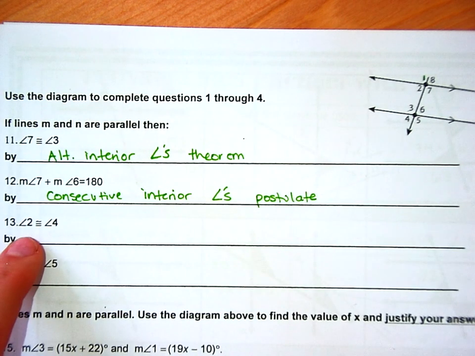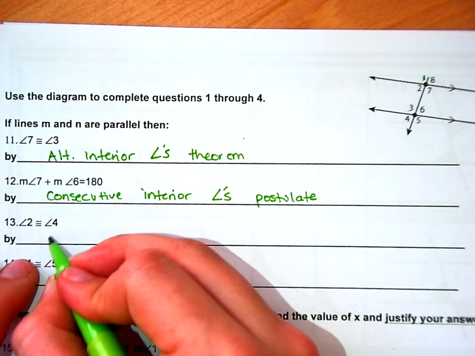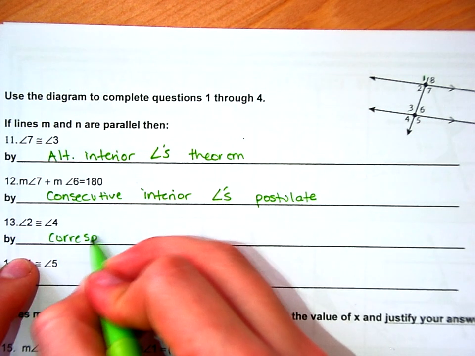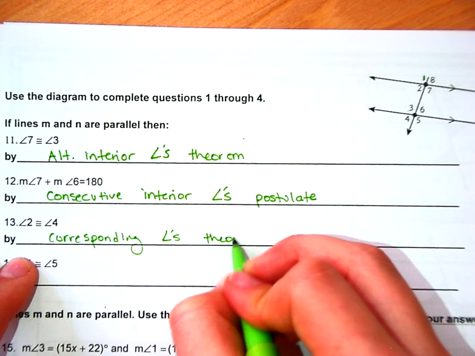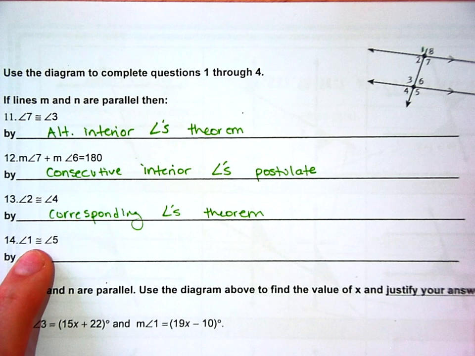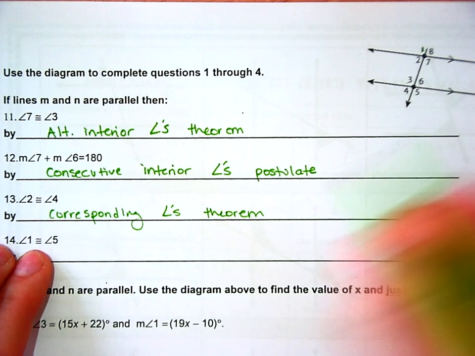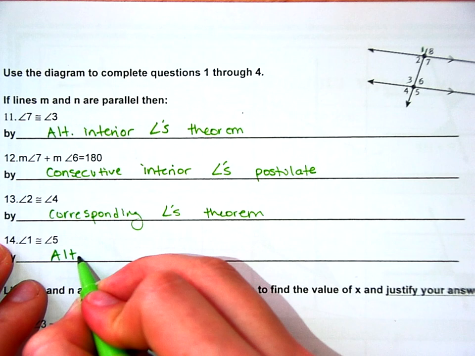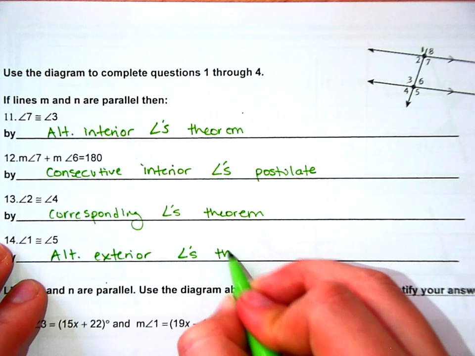Okay, next statement, angle 2 is congruent to angle 4. Ooh, we know that using our corresponding angles theorem. And then the last one, angle 1 is congruent to angle 5. We know that's true because those are alternate exterior angles. So we use our alternate exterior angles theorem.